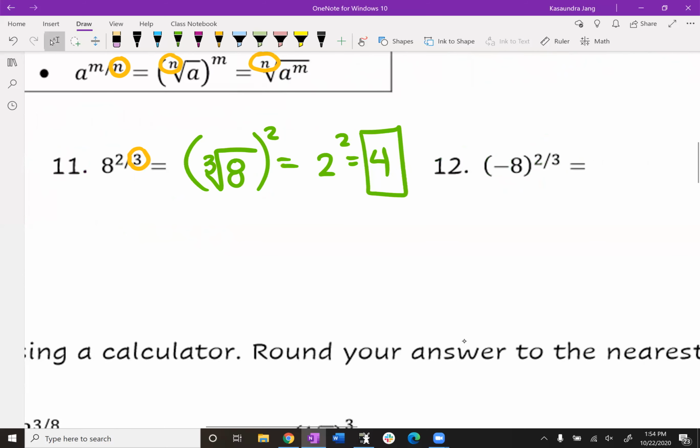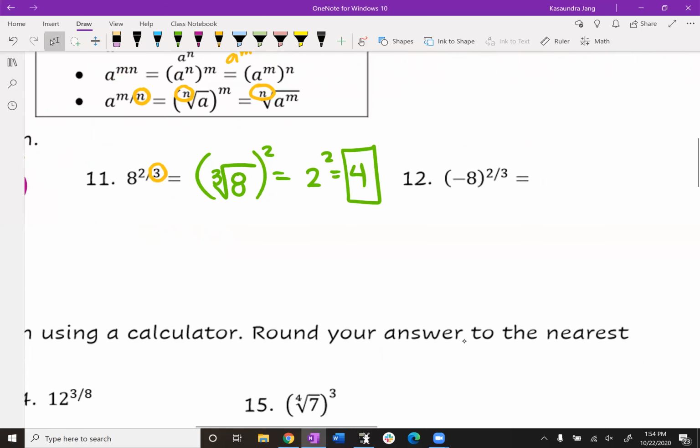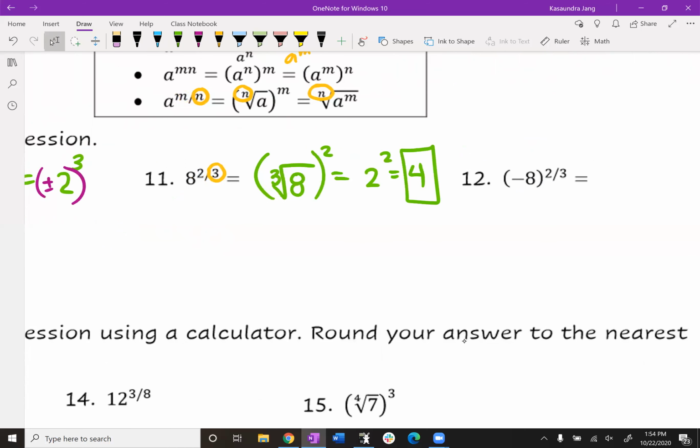All right, you guys take a sec, do number 12. Ask yourself those same 2 questions. Do I have an imaginary? Do I have a plus or minus? So you guys take a second, answer number 12.